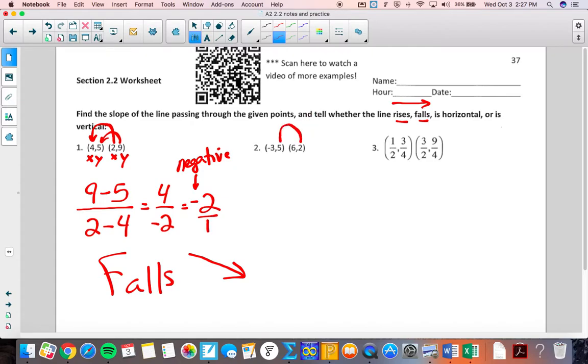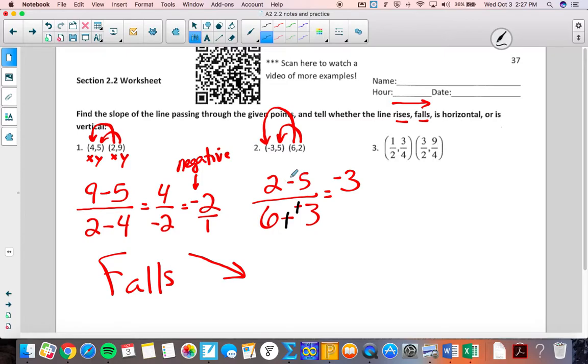Anywho, let's find the slope between these 2 points, or of the line that connects these 2 points. So I'm going to take 2 minus 5, and then on the bottom I'm going to take 6 minus negative 3. On the top, 2 minus 5 is negative 3. Now on the bottom, this is an easy problem. Add the opposite, and you get 9.